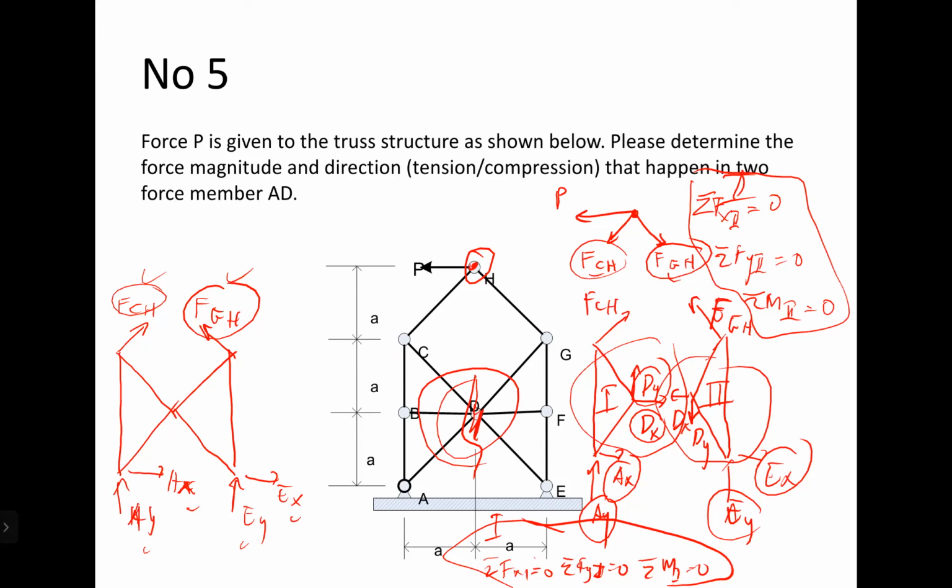Because for my homework, I use a different method. I use the joint method. What kind of method do you use then? So I looked at joint H. I found H, CH and GH. Yeah, correct. Then I take a look at point G, and using sigma Fx, I'll get DG.